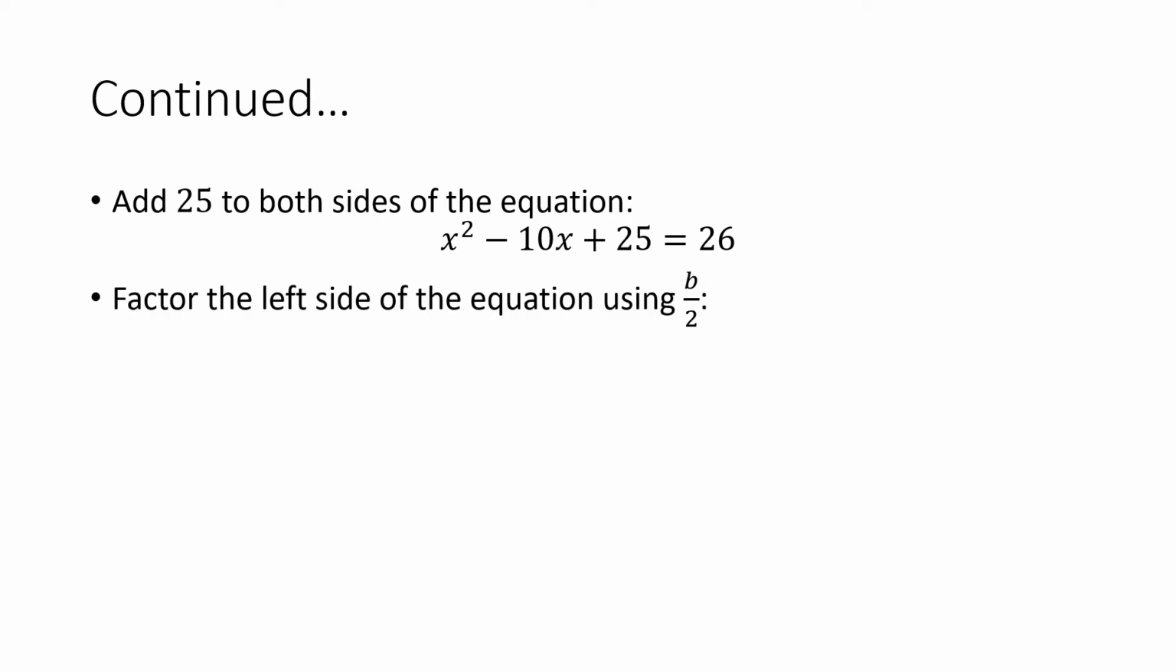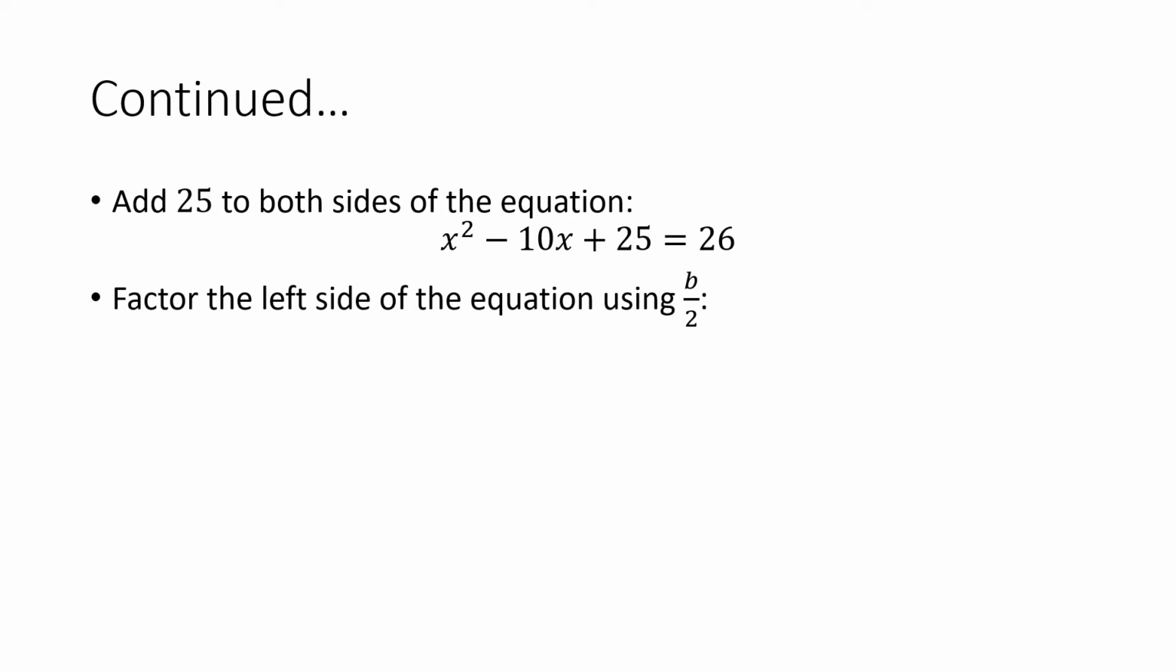And now let's factor the left side of the equation using b divided by 2. Before I do that, let's factor it manually, like how we would if we didn't know b divided by 2. Normally we would think: what two numbers, when multiplied, give us 25 and added give us negative 10? It's negative 5, because negative 5 times negative 5 is positive 25, but when you add negative 5 and negative 5, it's negative 10. So we know it's x minus 5 times x minus 5.